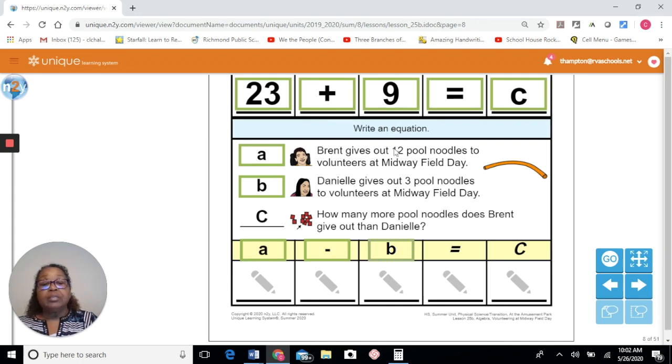A is what? 12. Now this part of it, we just substitute. Well, we know what A is. What is B? B is 3. And our operation, of course, is subtraction. And we know that B is 3.